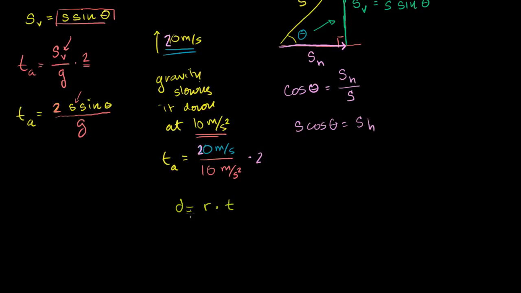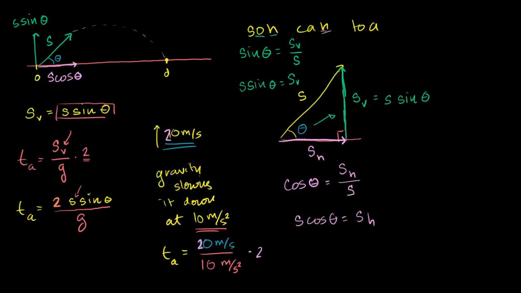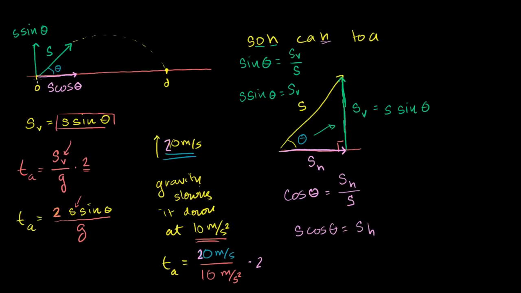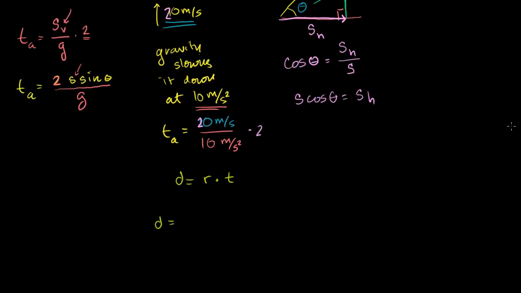Now, we're talking about the horizontal distance. So our distance is going to be equal to, what's our rate in the horizontal direction? We care about horizontal distance traveled. So our rate needs to be the magnitude of the horizontal component of the velocity. And we figured that out in the first video. That is s cosine of theta. So let's write that down right here. So our rate is s cosine of theta.